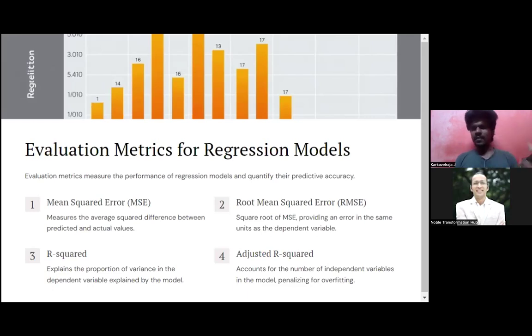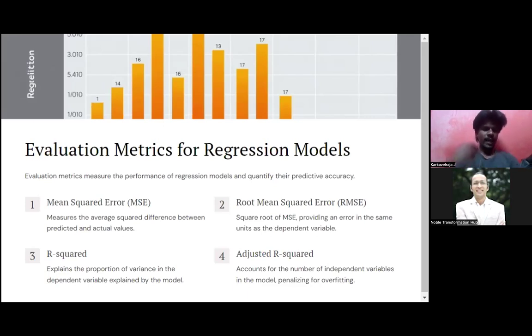Let us see why we need evaluation. Whenever you have a model, you can identify its performance only by using evaluation metrics. If it is a regression model and you want to find how the regression model is working, then we need evaluation metrics. We have different evaluation metrics to calculate the performance of the regression model.